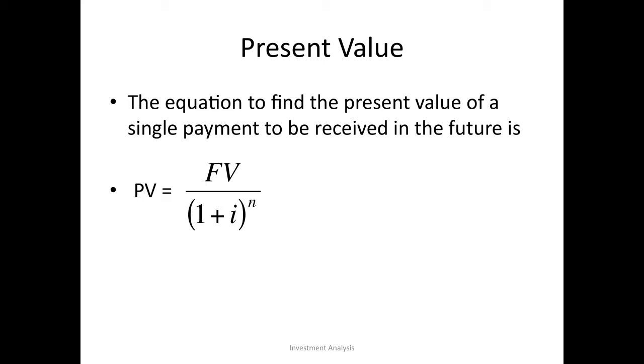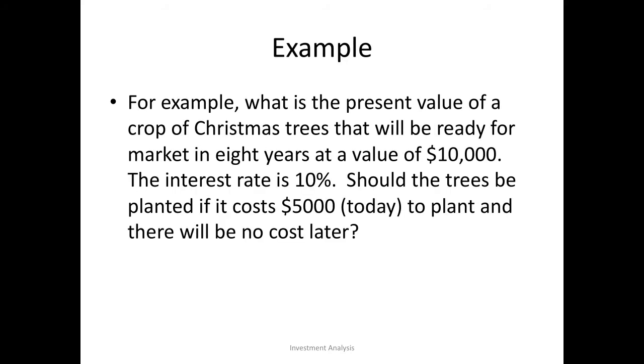The equation to find the present value of a single payment to be received in the future is actually quite simple. In fact, if we take the future value equation and we divide both sides by 1 plus I to the power n, we get the present value equation shown in this slide. So what it says is if I want to know the present value of something, some payment to be received in the future, and it is a single payment to be received in the future, all I need to know is its future value, the interest rate, and the number of time periods. If I have that, I'm done. It's just that simple.